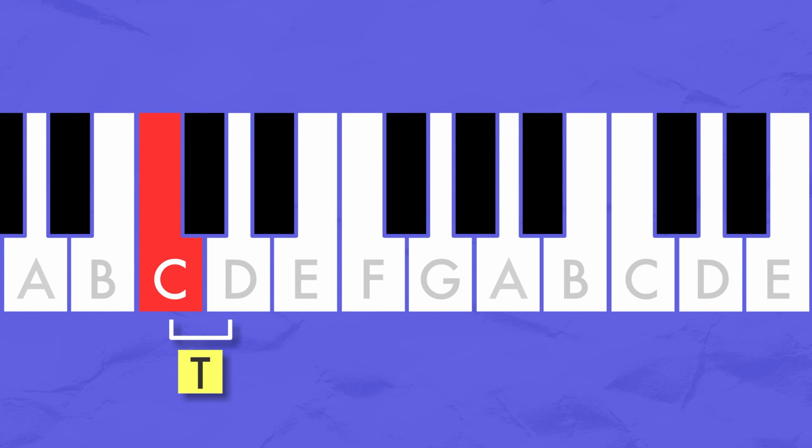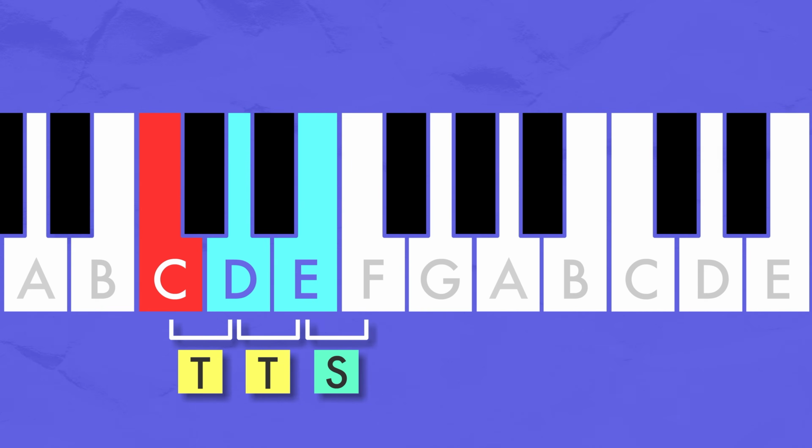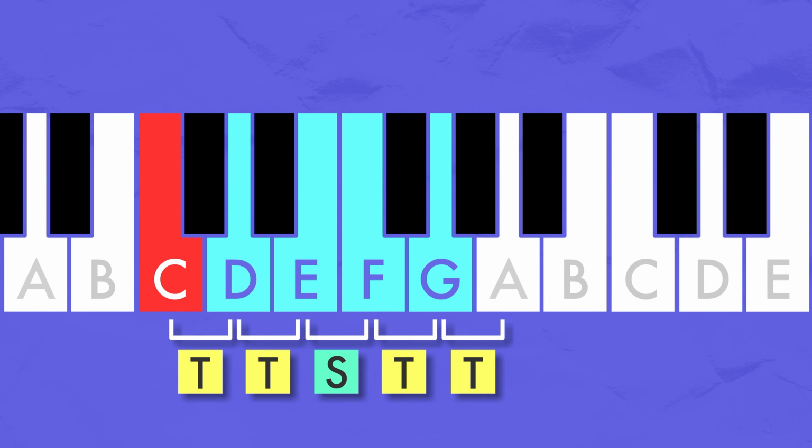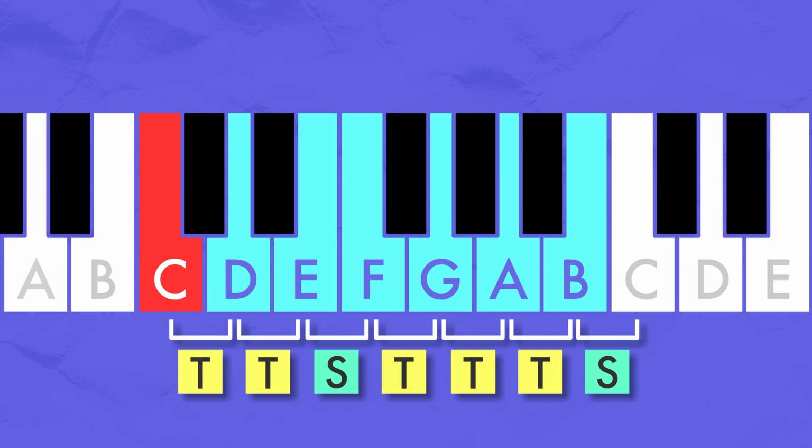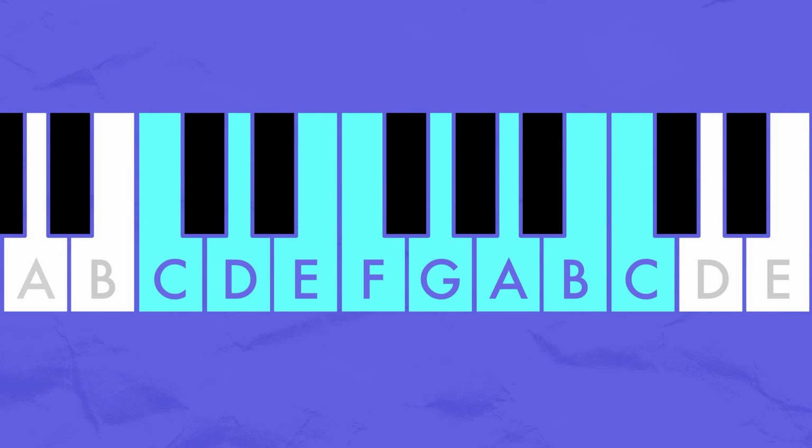A tone up from C, we get D. A tone up from D, we get E. A semitone up from E, we get F. A tone up from F, we get G. A tone up from G, we get A. A tone up from A, we get B. And finally, a semitone up from B, we get C. And we're at the octave, so we stop here. Hey look, it's the C major scale.